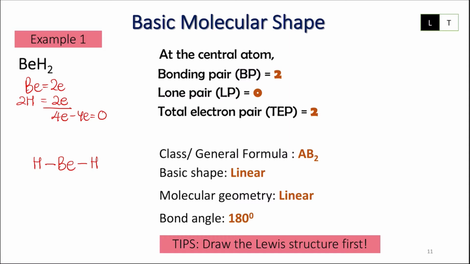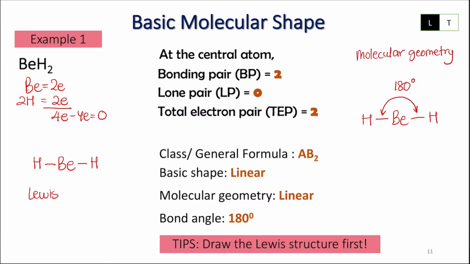So now we are going to draw the correct molecular geometry, which is the same one, but right now with bond angle. So I'm going to draw in this case with 180 degree for the bond angle between two bonding pairs surround beryllium. So this is the molecular geometry for BeH2. This is the Lewis structure for BeH2.